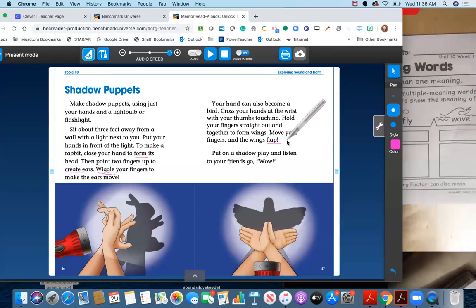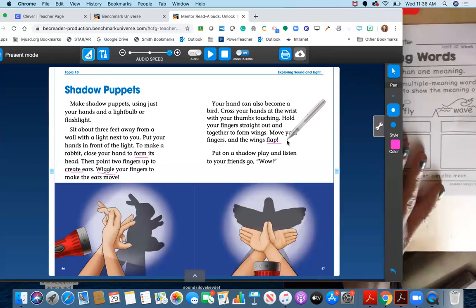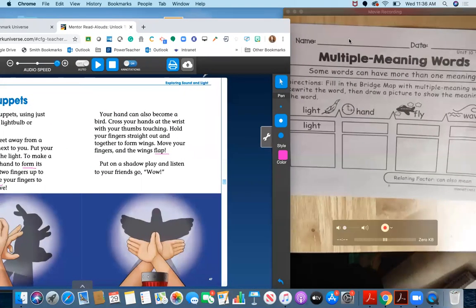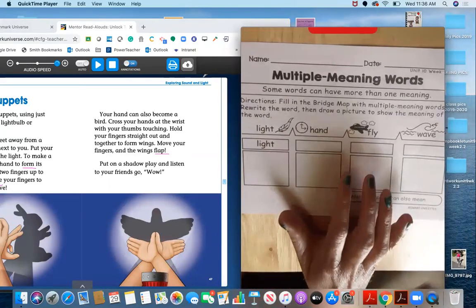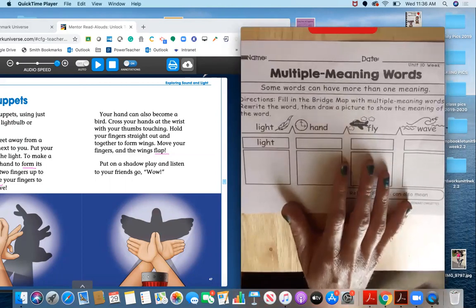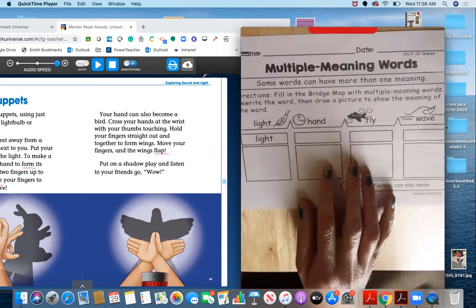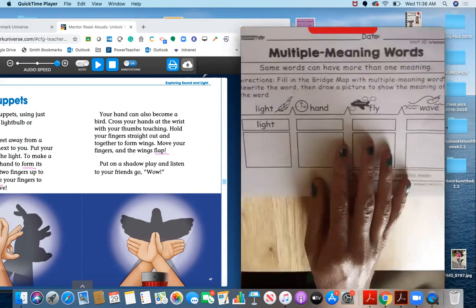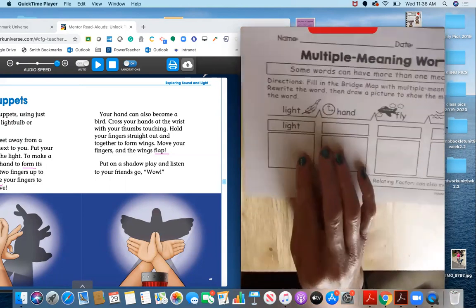Okay, you guys, now we're going to do this worksheet. We're going to do a couple of these together about multiple meaning words, and then you can do the rest on your own. So let's slide this over. And you're going to do a bridge map for this. So you're going to rewrite the word, then draw a picture to show the meaning of the word. So it already gave you a picture to show one meaning. Your job is to figure out the second meaning of the word and draw a picture to illustrate it.